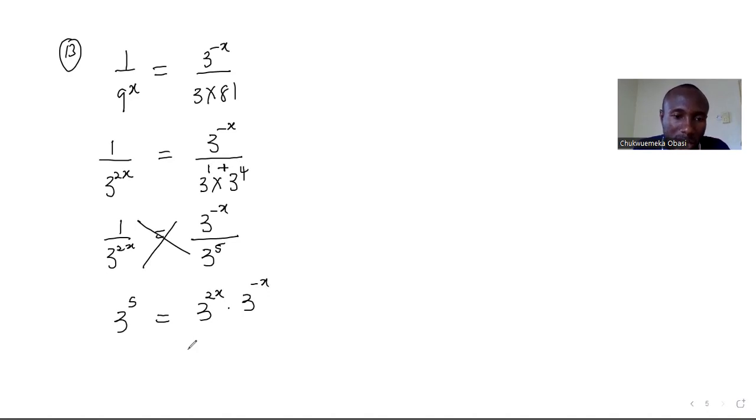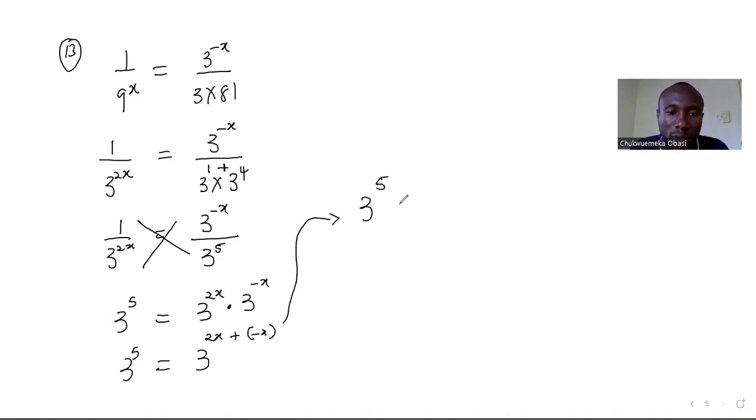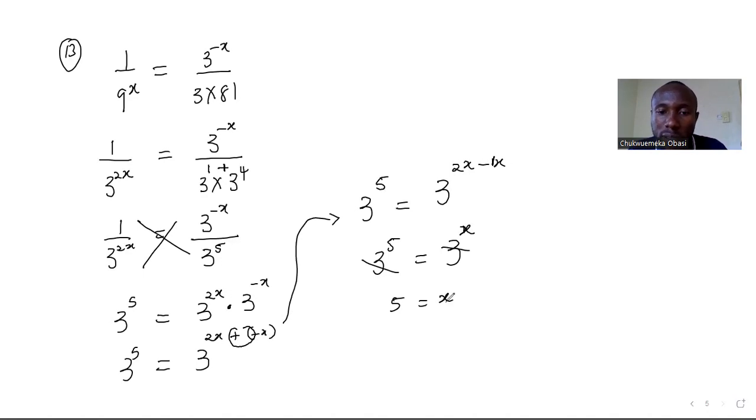Now, take these guys to this side. You see now you have 3 to the power 5 is equal to, they both have the same base and they are multiplying. So take one of the base and add their exponent, 2x plus minus x. So that will become 3 to the power 5 will now be equal to 3 to the power 2x minus x, because plus minus turns out to be negative sign. So you have 3 to the power 5 is equal to 3 to the power 2x minus x. This is like 1x. Will give me just 1x, which is same as x. So the base cancels out and 5 must be equal to x. Or you say x is equal to 5.